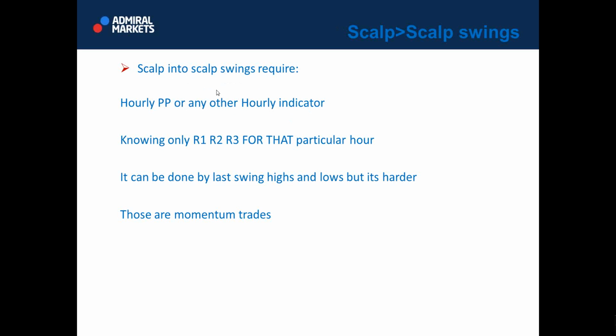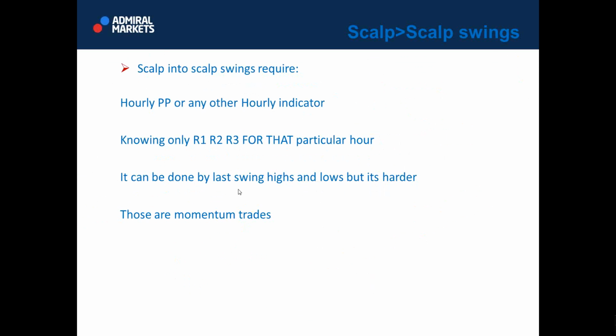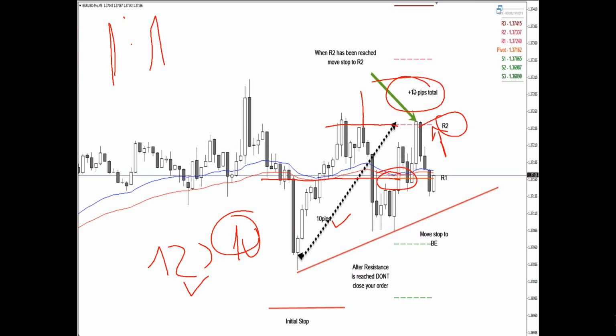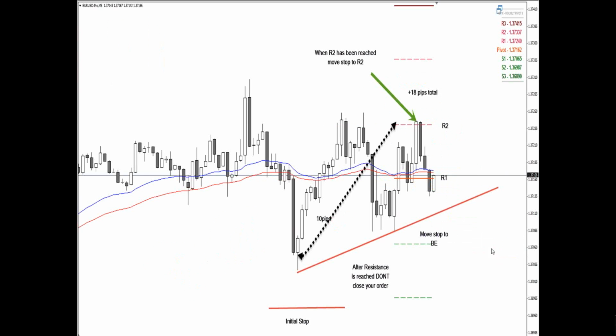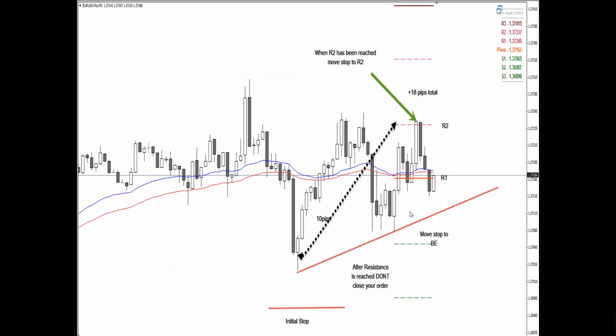I will be showing you how to do this, and also other tricks with hourly pivot points. Knowing only R1, R2, R3 for that particular hour, you need hourly pivots, not daily pivots. It can be done by last week's highs and lows, but it's harder. And those are momentum trades. You need momentum for this to happen. If you don't have momentum, guys, you will end up with 10 pips, even less. But if you see that momentum is rising, go for it.